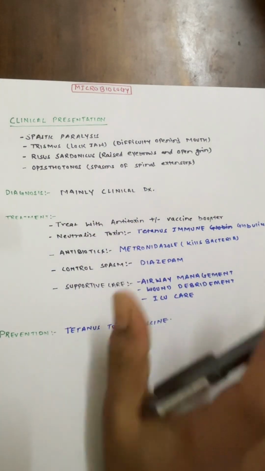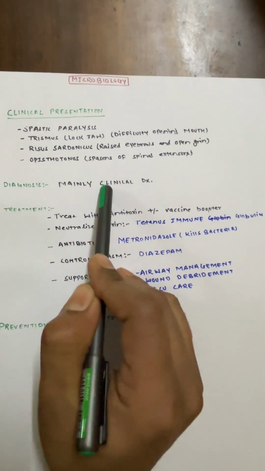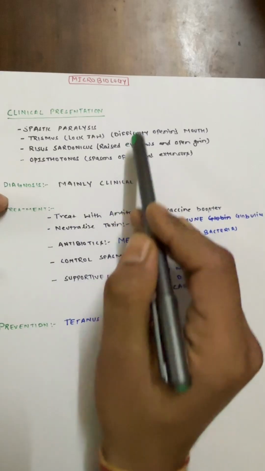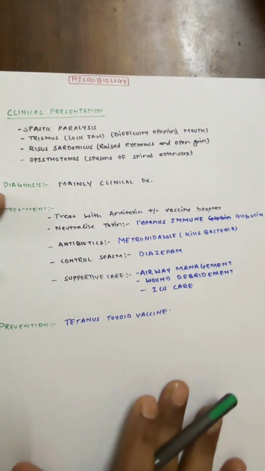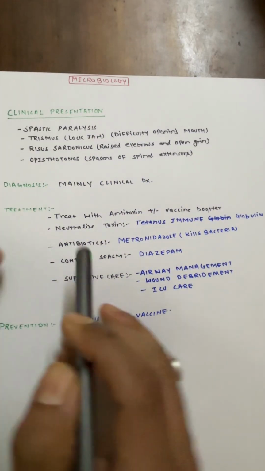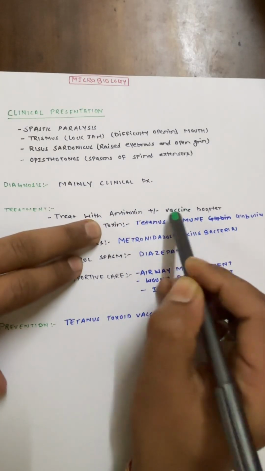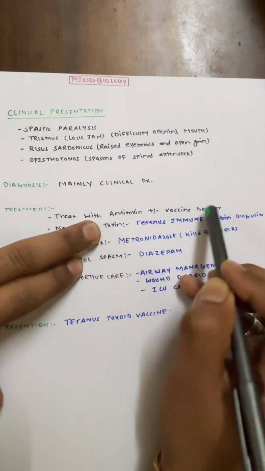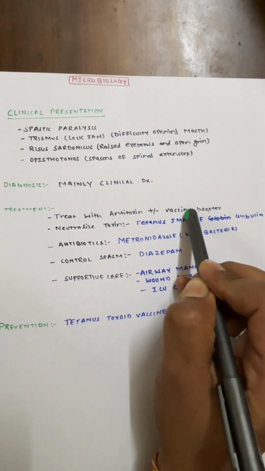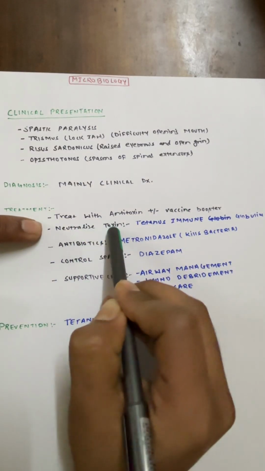Now we are done with clinical presentation. Now we'll talk about diagnosis. So diagnosis is mainly clinical. Always on the basis of clinical presentation we'll diagnose the case. Now coming to the treatment part. Always treat with antitoxin, and you can give a booster dose of the vaccine. Then how we need to neutralize the toxin.